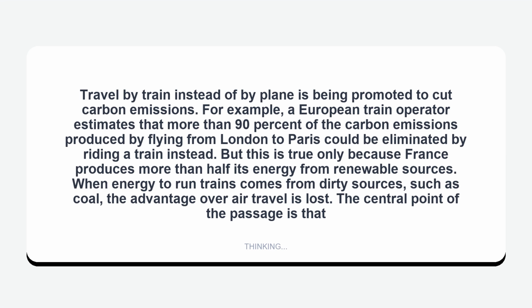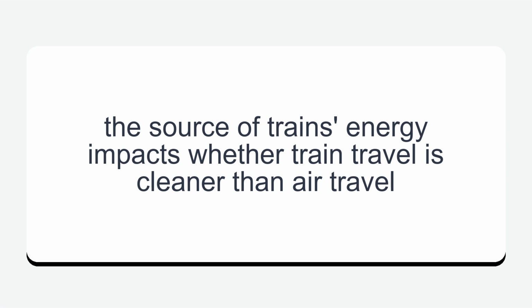Travel by train instead of by plane is being promoted to cut carbon emissions. For example, a European train operator estimates that more than 90% of the carbon emissions produced by flying from London to Paris could be eliminated by riding a train instead. But this is true only because France produces more than half its energy from renewable sources. When energy to run trains comes from dirty sources, such as coal, the advantage over air travel is lost. The central point of the passage is that the source of train's energy impacts whether train travel is cleaner than air travel.